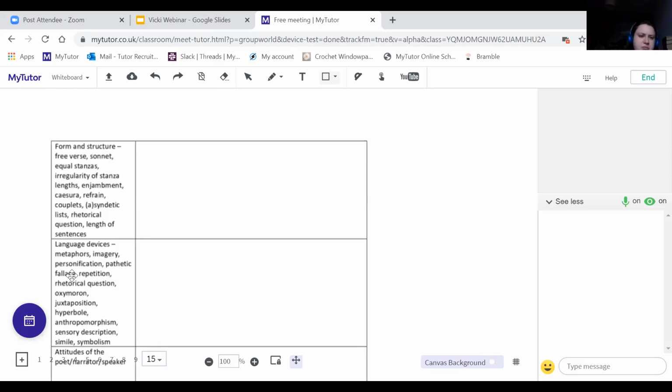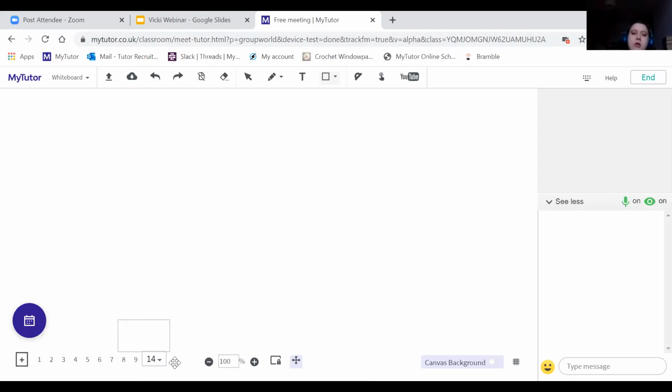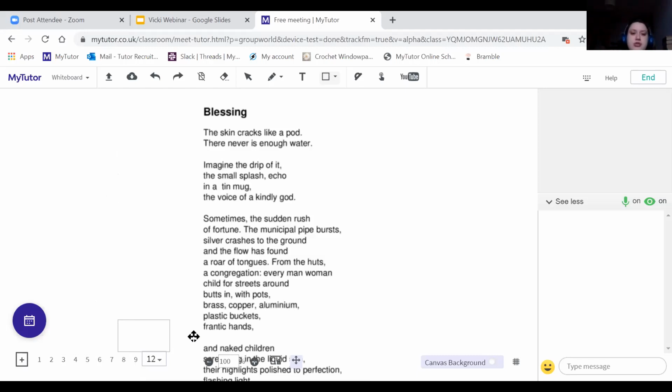So first off, from what we've learnt already, is it free verse? Is it a sonnet? Have you got equal stanzas? Is there a regularity of stanza lengths? Have we got any enjambment? Is there a refrain? Have we got any couplets? Any asyndetic lists or syndetic lists? Rhetorical questions, length of sentences. So what have we got going on in terms of structure for this poem?